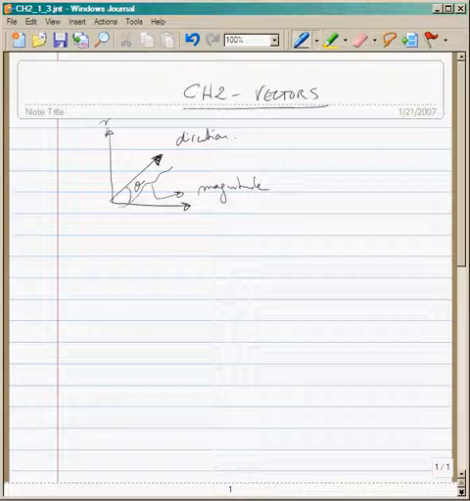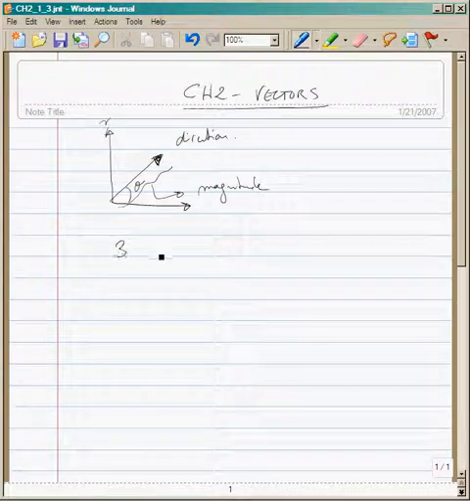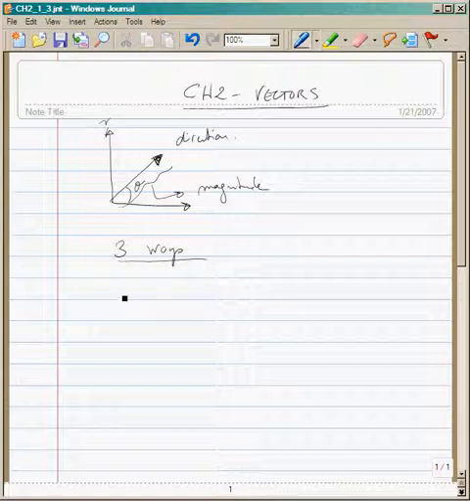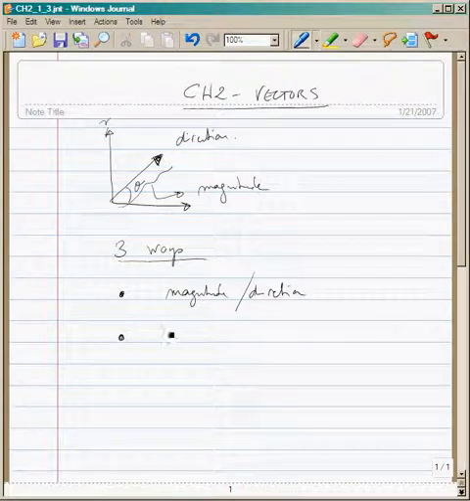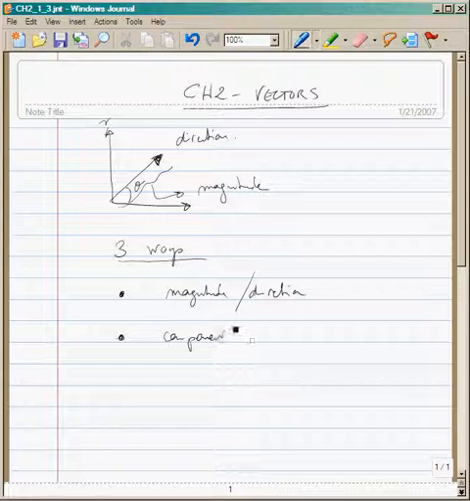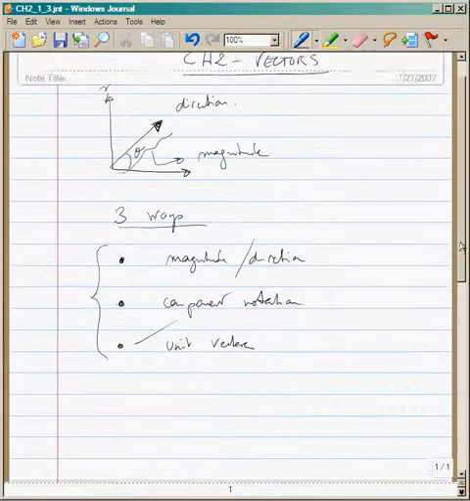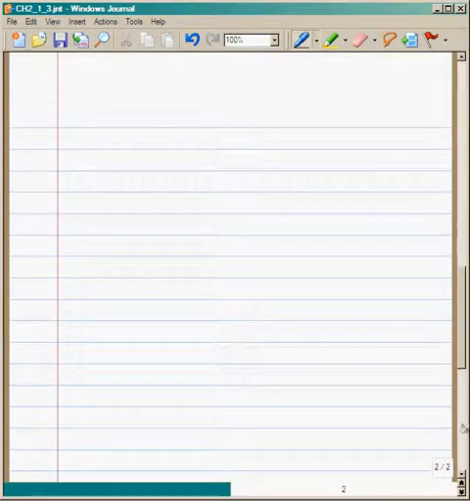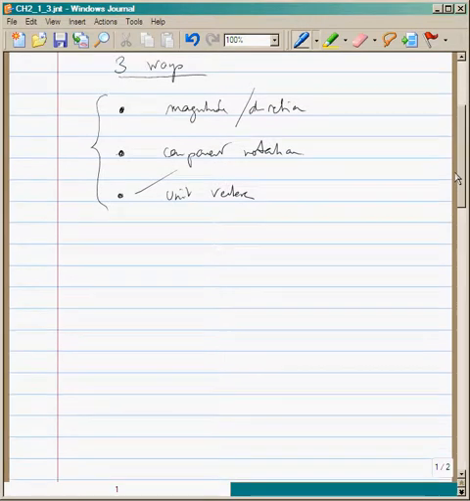So there are pretty much three ways to represent a vector. The first way is to use the magnitude and the direction. So that's what we've just seen. The second method is to use the component notation. And the third method to write down mathematically a vector is to use the unit vector notation. We will be using the three of them, and this will be the foundation of the whole course. So please make sure that you have all those vectors under control.